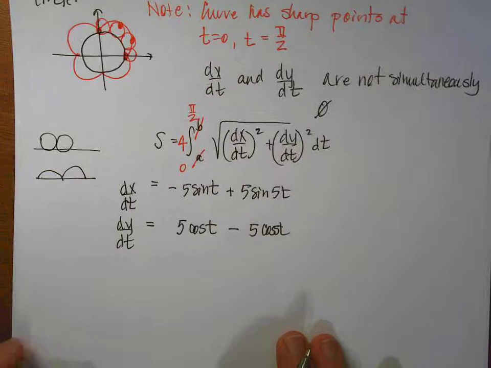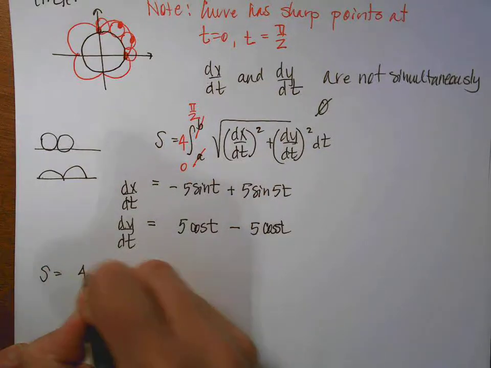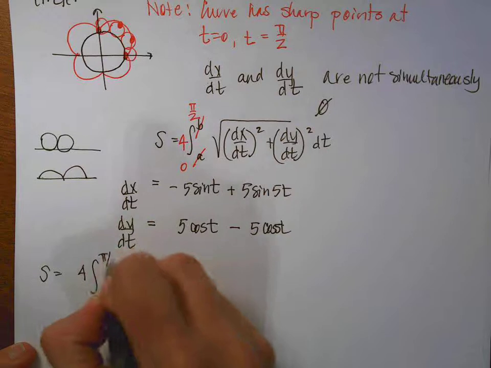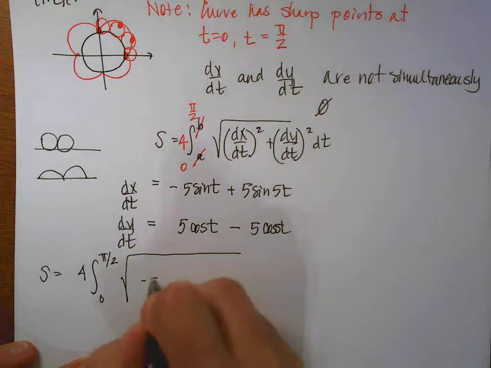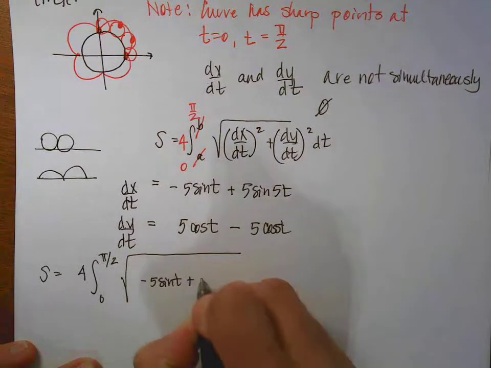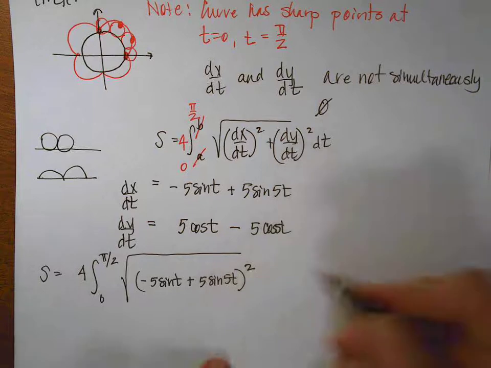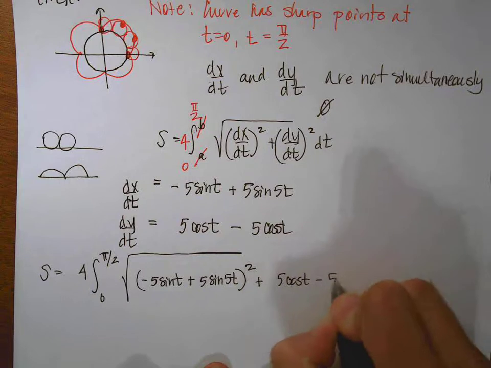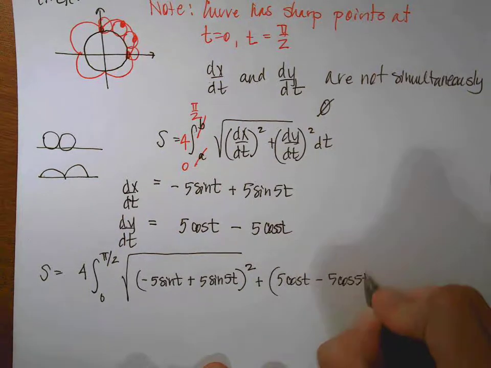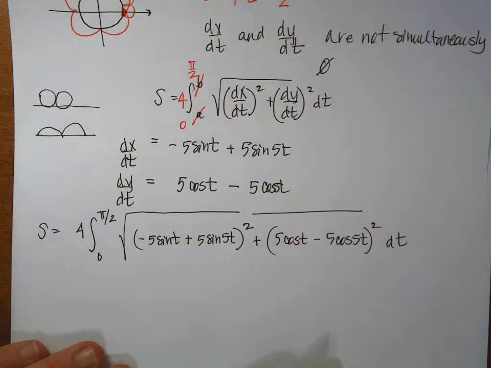Alrighty, so I have everything I need. I will tell you that the algebra on this one is a little bit gruesome. I had to run through it a couple of times to get all my ducks in a row. Alright, so let's just start. So I'm going to have 4 times the integral from 0 to pi over 2. And I'm going to make my square root big. Okay, my dx/dt is negative 5 sine t plus 5 sine 5t. And I know you can tell already this is going to get hairy. Okay, and then I'm going to have plus my dy/dt, 5 cosine t minus 5 cosine 5t, squared, and then all outside that dt.